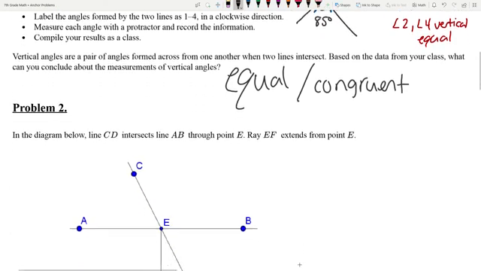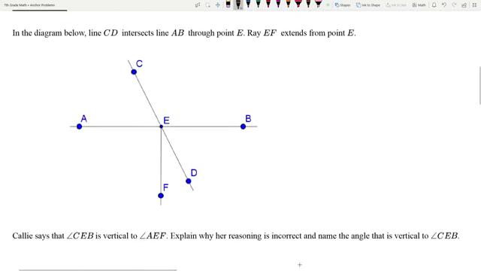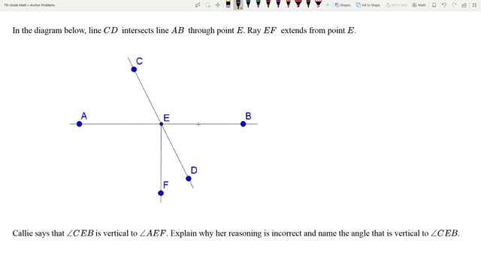In the diagram below, line CD intersects AB through point E. Boom. Where AEF just simply extends from point E. Callie says that CEB is vertical to AEF. Explain why her reasoning is incorrect and name the angle that is vertical to CEB. Well, it's incorrect because they're unequal.